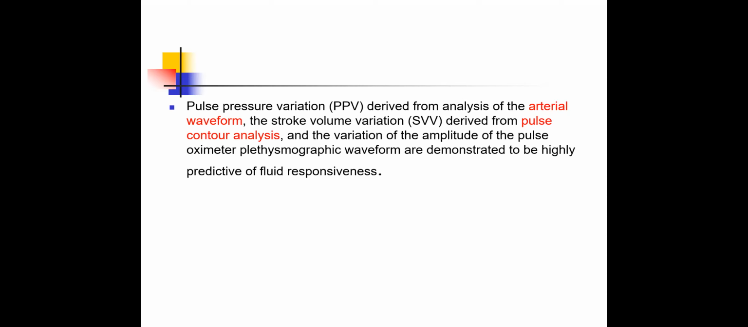It does not mean that fluid response is an increase in cardiac output of at least 10% or stroke volume of at least 10% by infusion of fluid. That is fluid response. But fluid responsiveness is the probability that the heart may respond with increasing the stroke volume on volume expansion.